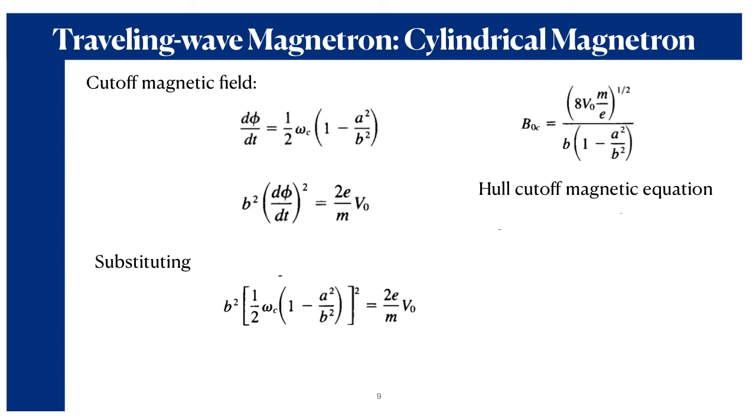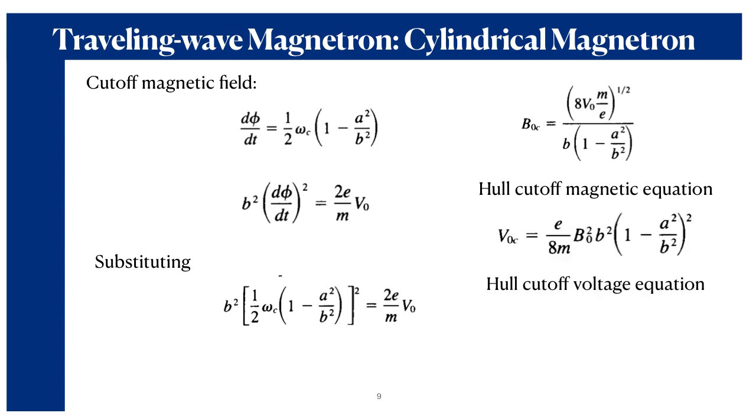On the other hand, the same equation also defines the minimum DC voltage that you have to apply when you know the magnetic field. So for a known value of magnetic field, this is the minimum DC voltage you should apply in order to get the cyclotron motion, or to make this magnetron operational. And this equation is called the Hull cutoff voltage equation, where this DC voltage is called the Hull cutoff voltage.